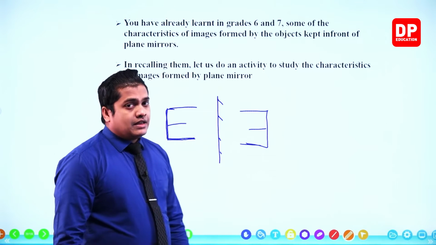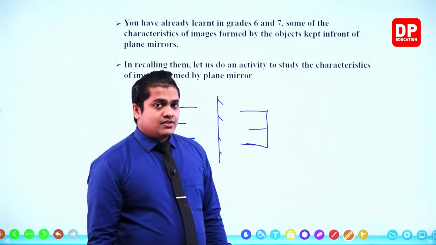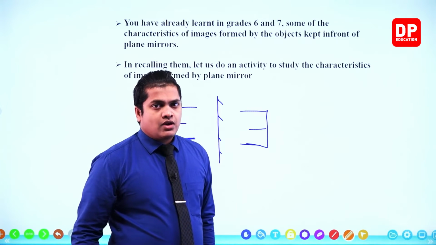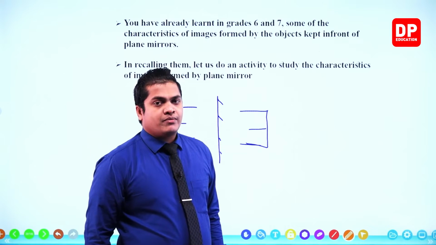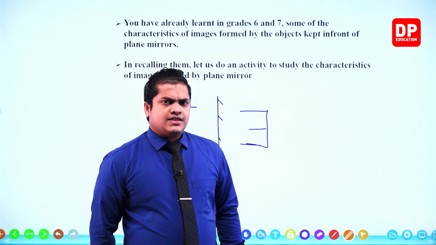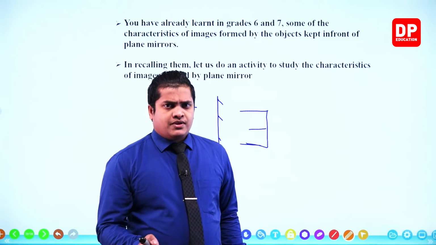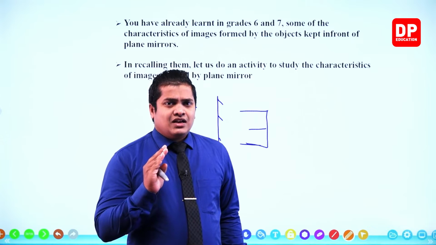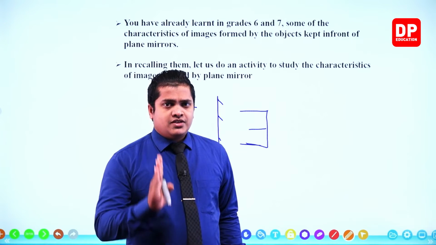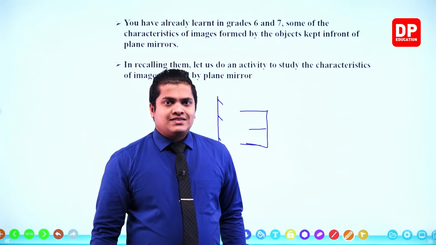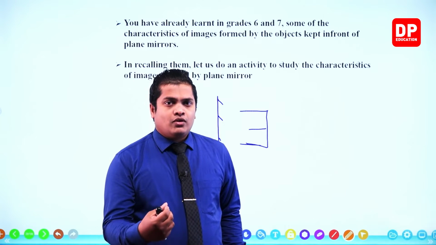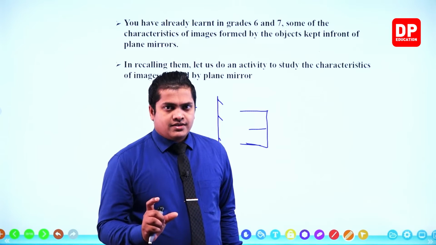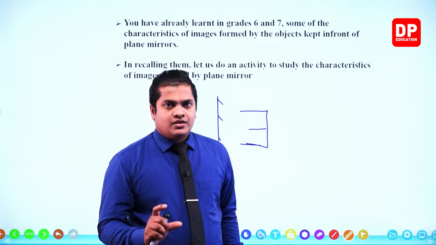So the images created by plane mirrors show this lateral inversion, and also those images are virtual. Virtual means they cannot be projected onto a screen. And I think you also have this experience when you go in front of a plane mirror. You can observe the image of yourself. That image is very similar to you, same in size, and all the other aspects are the same.